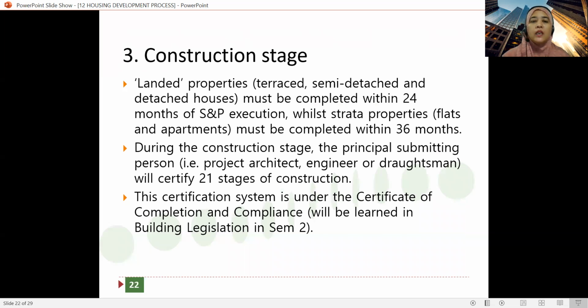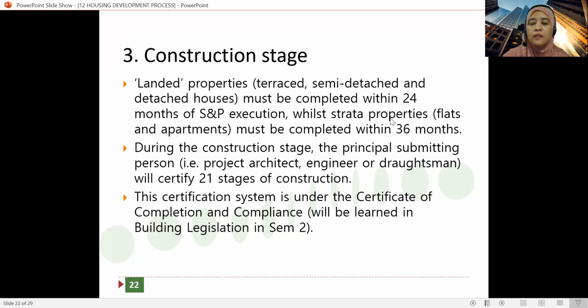Yeah. Now, the third stage would be the construction stage, whereby, apa yang I dah mention a few times before this, landed properties, contohnya terrace, semi-D, detached houses must be completed within 24 months of sale and purchase execution.